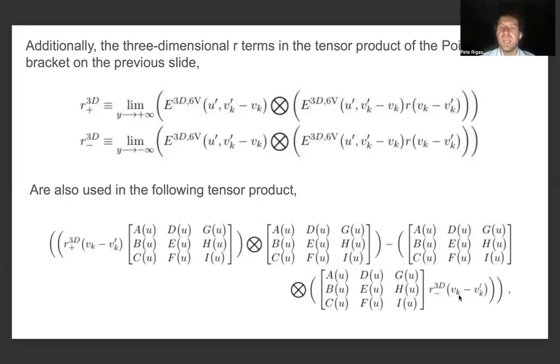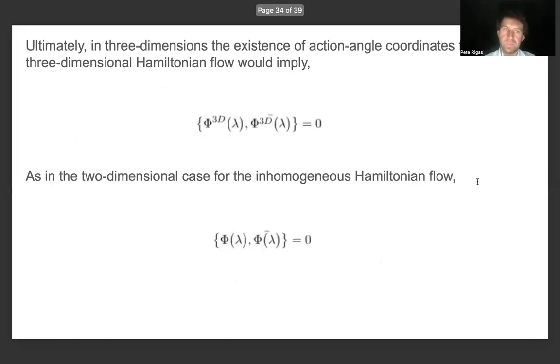So R plus and R minus have a type of symmetry that comes into play, as we say, in some type of anti-commutativity representation for the two-dimensional computation with the tensor product for the Poisson structure, and then in the homogeneous six-vertex model that also carries over for triangular ice.